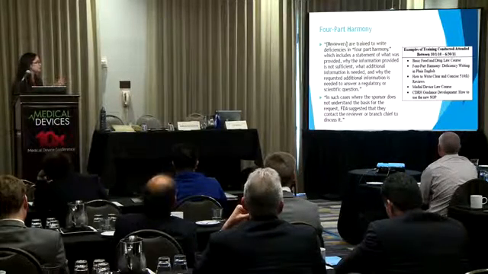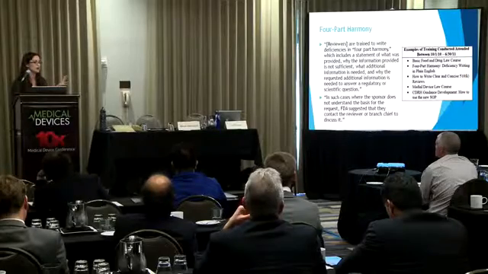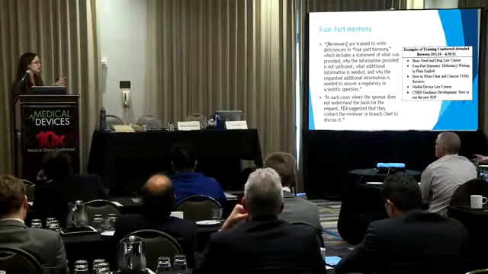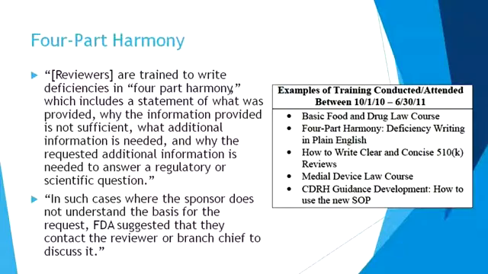I'm just going to explain Four-part Harmony really quickly because this is what the reviewers are trained on. Every deficiency should have 4 parts to it. This is part of the hold letter. The Four-part Harmony includes what was provided, why the information provided is not sufficient, what additional information is needed, and why the requested additional information is needed to answer a regulatory question. On the right-hand side, these were the courses that new reviewers were given last year. They're all supposed to write these deficiencies in Four-part Harmony.